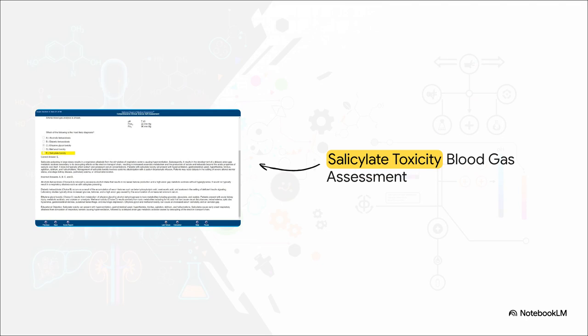Applying Winter's formula, which, as a reminder, is 1.5 times the bicarbonate plus 8, to a bicarb of 13, gives us an expected PaCO2 of 27.5. But our patient's actual PaCO2 is 22. Because that actual number is significantly lower than the expected compensatory value, the expected compensation is way off. This literally mandates the diagnosis of a mixed high anion gap metabolic acidosis and a concurrent primary respiratory alkalosis.